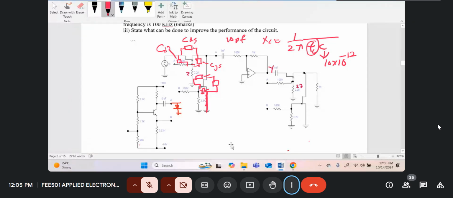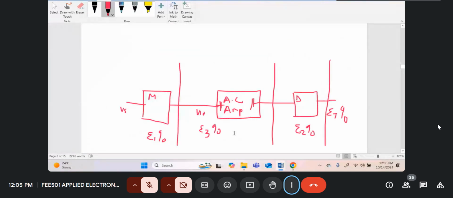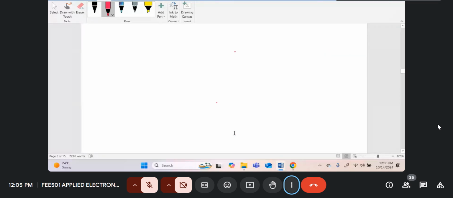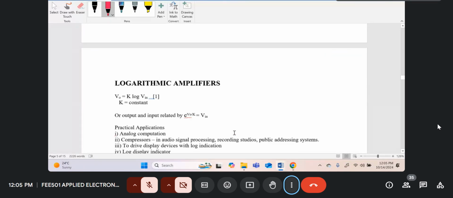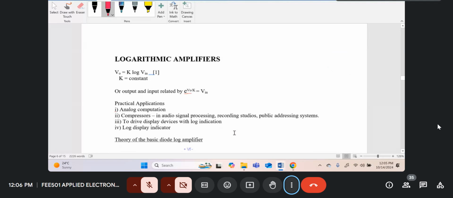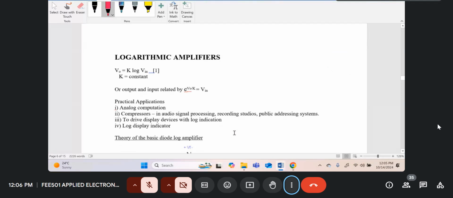Okay, so please do these simple problems. And the next class, we are going to start log amplifiers. We are going to start log amplifiers in the next class. So if there are no questions, I'll stop over there. I'm very sorry I started late because my computer was giving me problems.